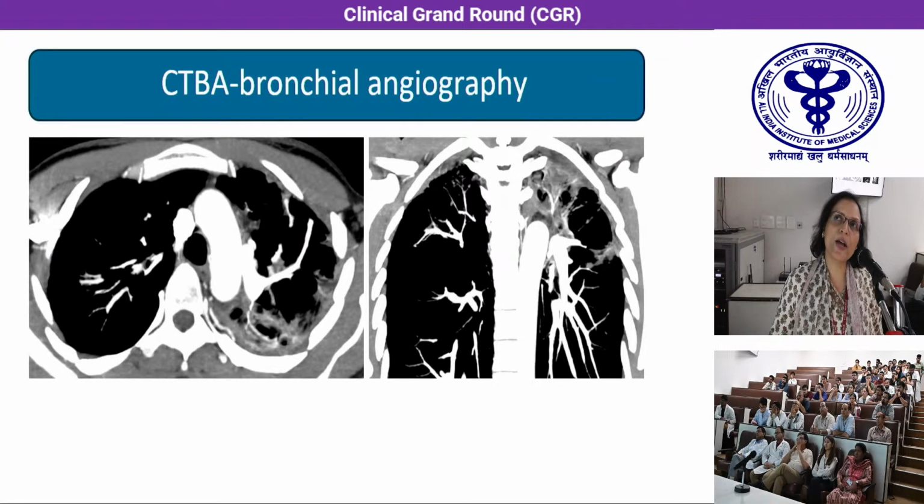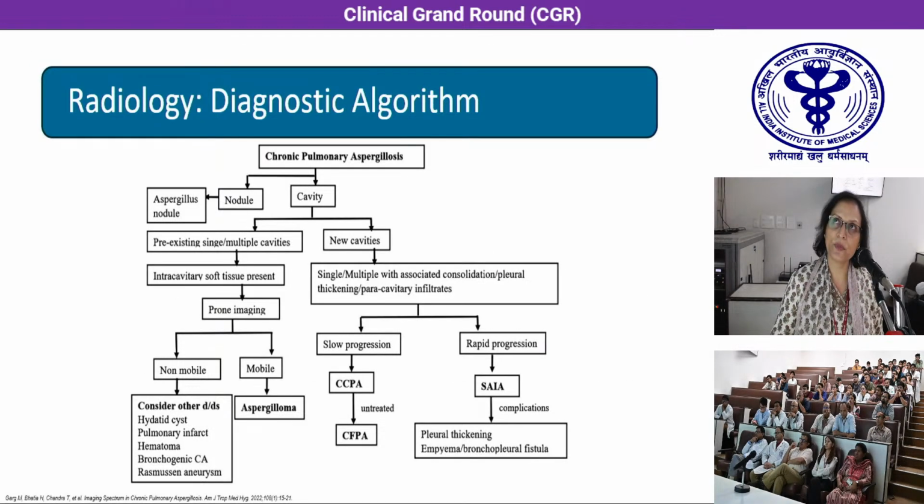The use of contrast in CT in the form of CT bronchial angiography forms a roadmap for these patients who are coming regularly with recurrent hemoptysis. So it forms a roadmap for an intervention to control the status for hemoptysis in the form of bronchial artery embolization. So the diagnostic algorithm of chronic pulmonary aspergillosis depends on the predominant finding, whether it's a nodule or a cavity.